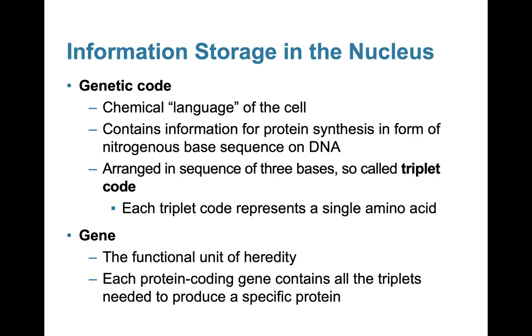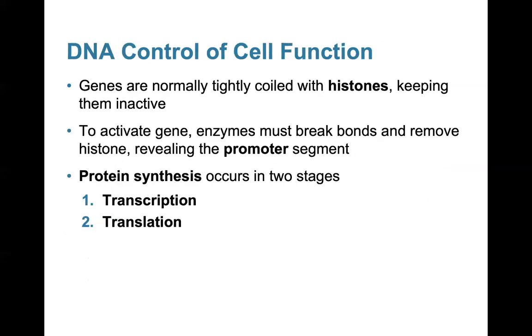The gene is a functional unit of heredity. Each protein-coding gene contains all the triplets needed to produce a specific protein. Genes are normally tightly coiled with histones, which are proteins, keeping them inactive. In order to make proteins, you have to go through 2 processes called transcription and translation.